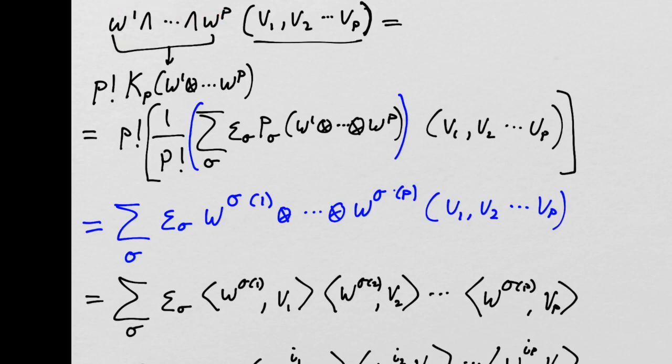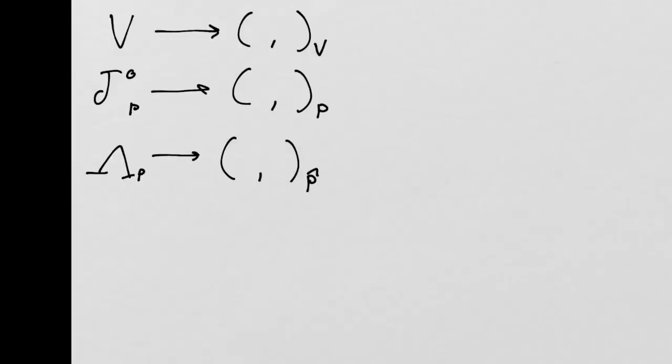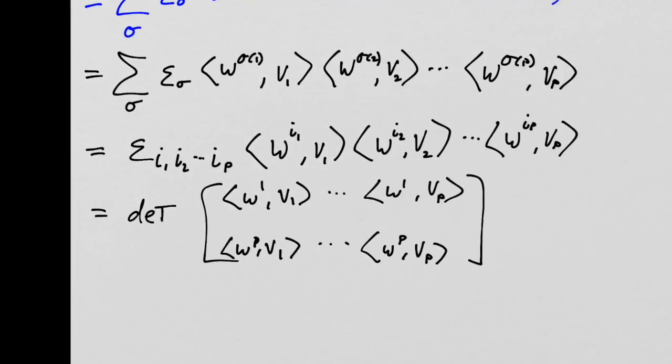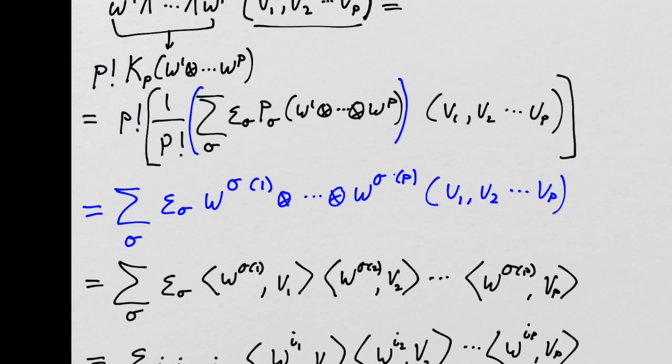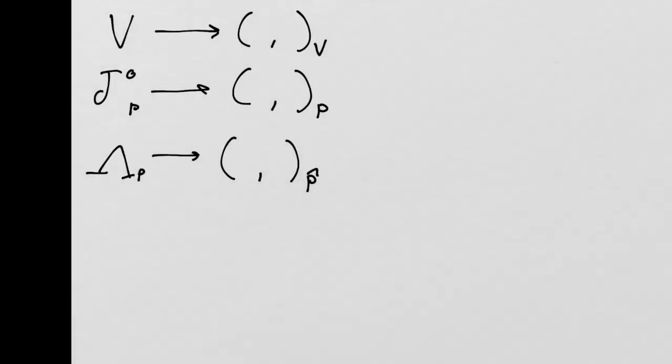This is the operation of this tensor. So the operation of this tensor on P vectors is the determinant of these individual mappings. Now, the last thing I want to emphasize is that our convention showed up back here, right here. So that's where our convention showed up again. But the convention helped us because it ends up with this nice determinant answer.